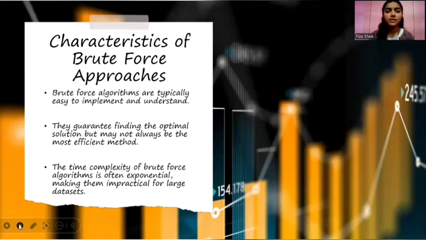Coming on to the characteristics, brute force algorithms are typically easy to implement and understand. They guarantee finding the optimal solution but may not always be the most efficient method. The time complexity of brute force algorithms is often exponential, making them impractical for large datasets.